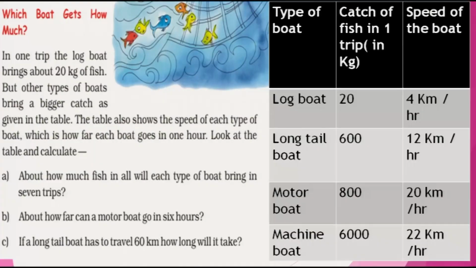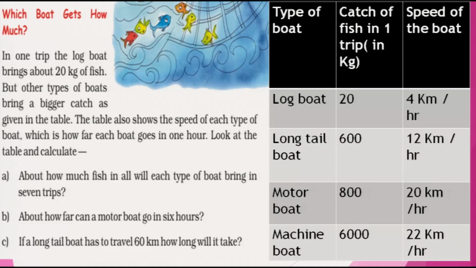Now let's see this. Which boat gets how much? So let's see this. Now this is a table in which the speed of the boats is shown and the catch of each boat is shown. When the log boat goes, it can catch only 20 kgs of fish at a time.